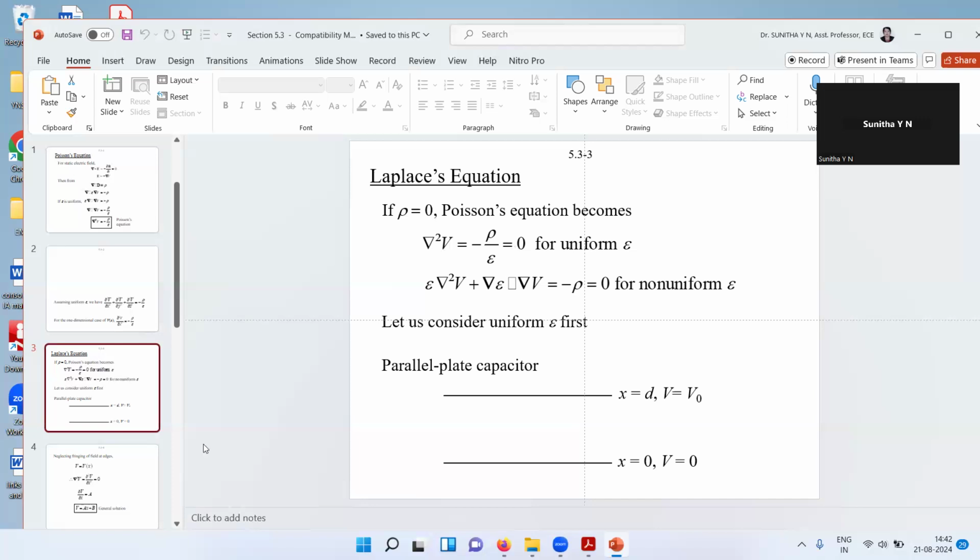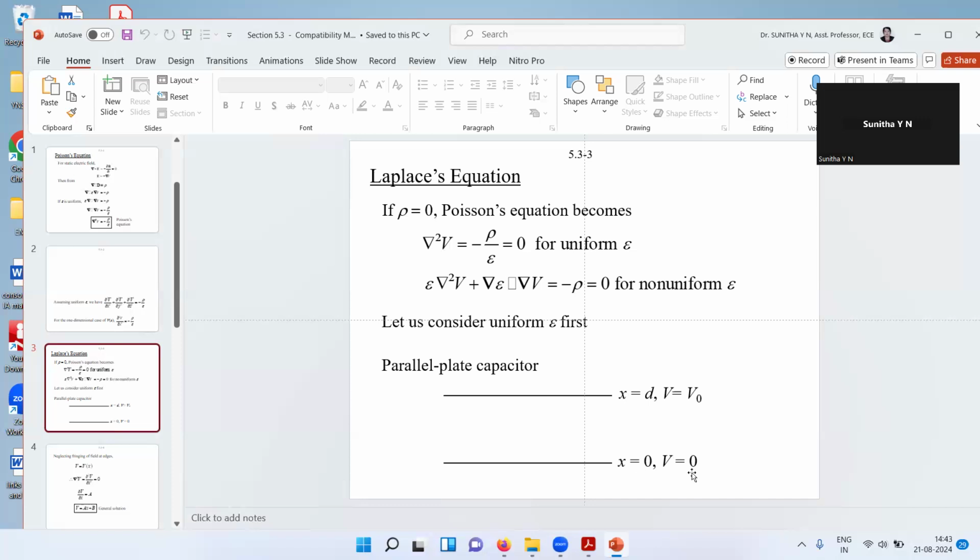So let us consider a parallel plate capacitor here. I have a parallel plate capacitor, x is equal to 0. I can call this the cathode, where V is equal to 0. And this is the anode, which is at a distance d. That is, d is the distance between the two plates of the capacitor. I have x is equal to 0 here, and x is equal to d here.